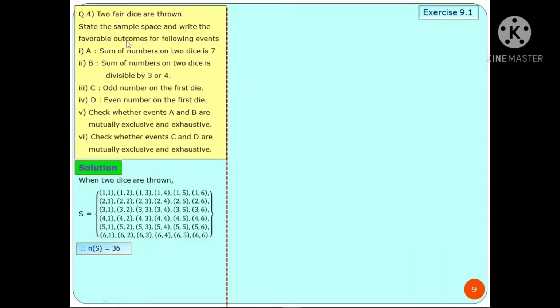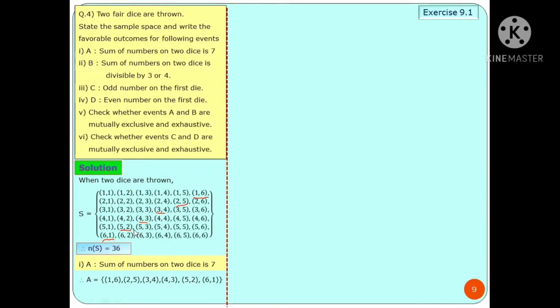To write outcomes for the events: first, event A, the sum of numbers on the two dice is 7. These are the outcomes with sum 7. Writing outcomes for event A: (1,6), (2,5), (3,4), (4,3), (5,2) and (6,1). These are the outcomes having sum 7.